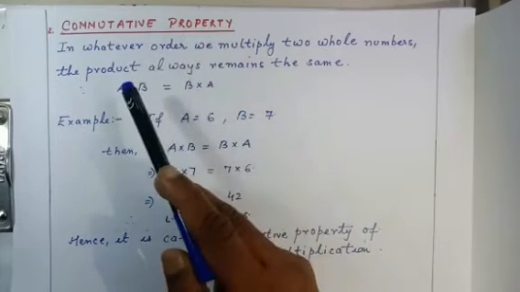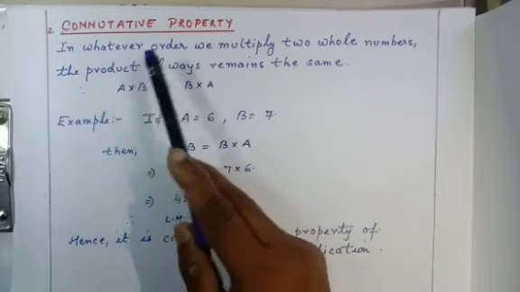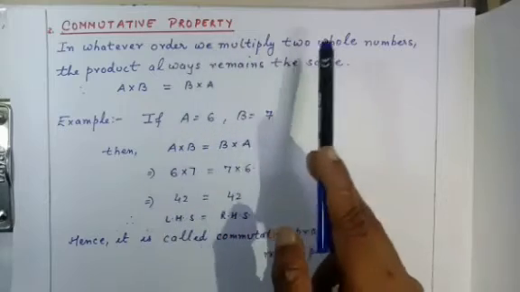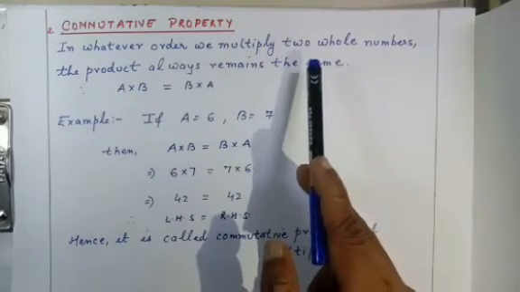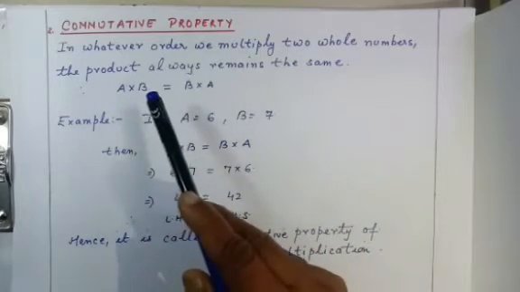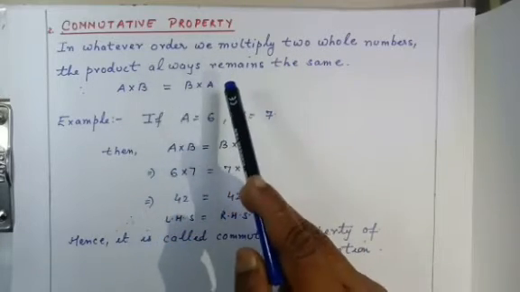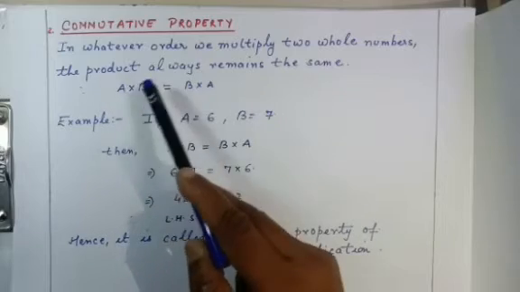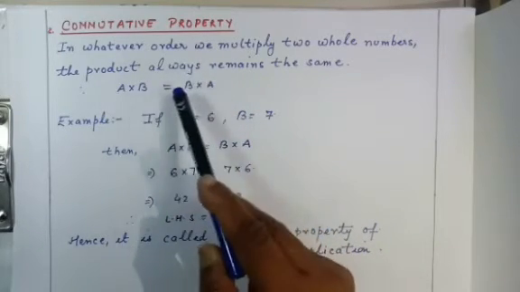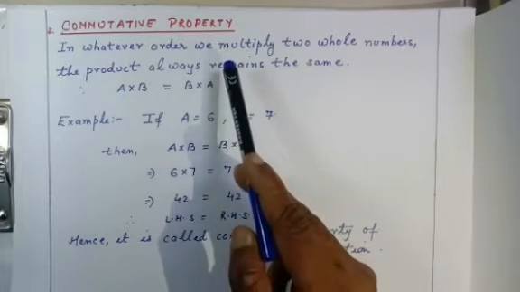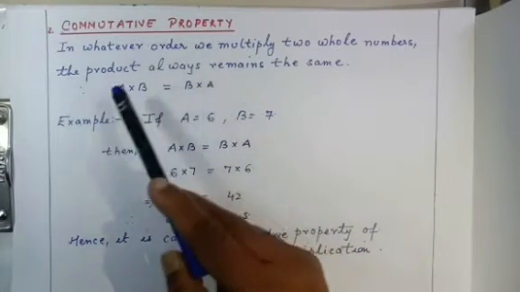Let us start with another property, that is commutative property. Let us see what it says. In whatever order we multiply two whole numbers, the product always remains the same. Means a into b is equal to b into a. If I reverse the position of a and b, whatever product I get will be the same. There will be no change in the product.